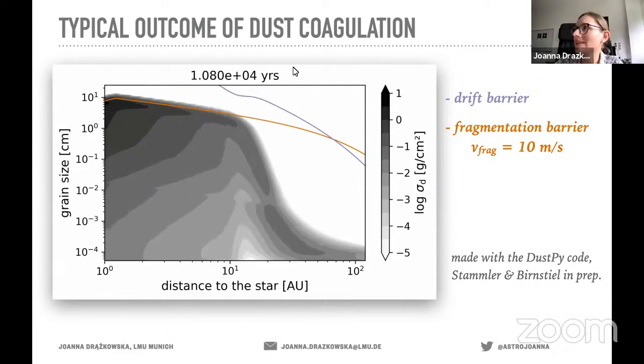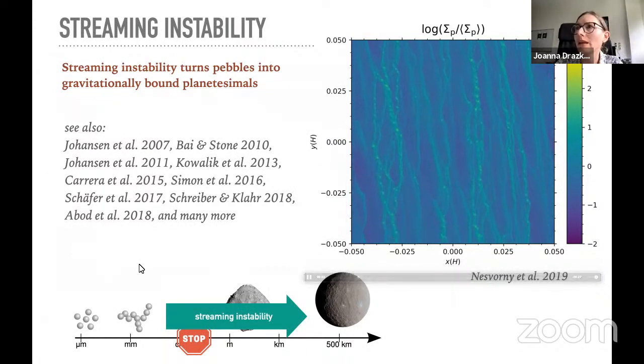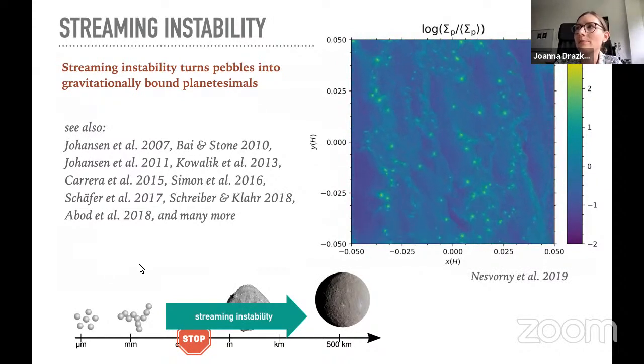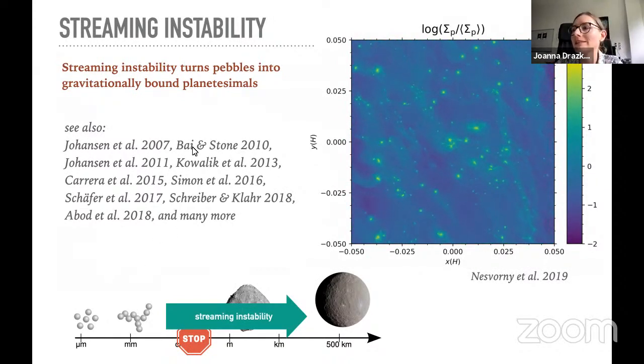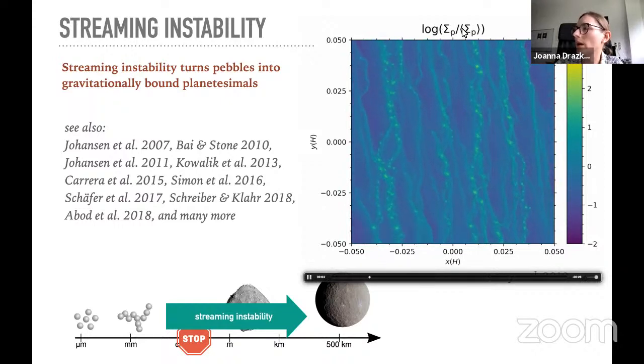And it seems that the solution is a process called the streaming instability, which is a hydrodynamic instability that pretty much turns pebbles into gravitationally bound planetesimals. So we are starting with something that we can still grow to in our models, but then we are jumping all those problematic stages where the radial drift is too fast and the collisions are too fast, and we form large planetesimals. So here is the animation where we are looking at the density of pebbles.